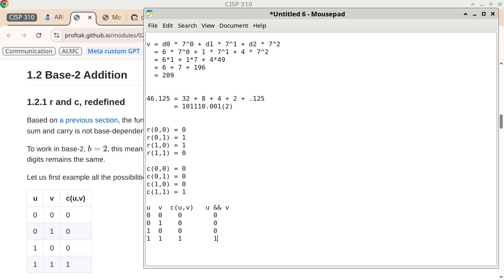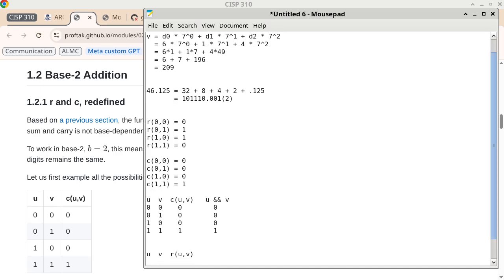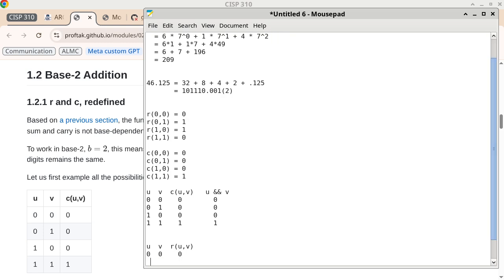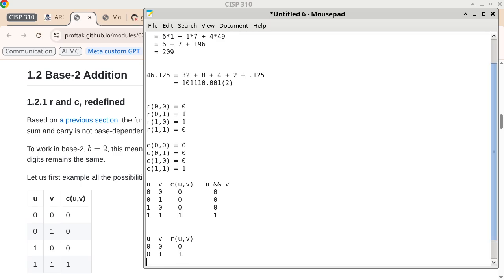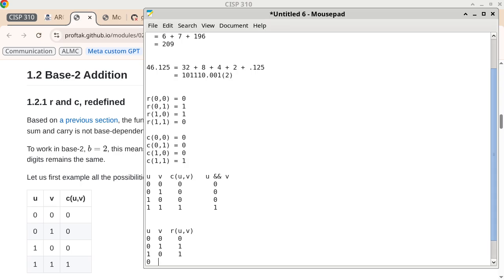All right. So now that we are done with this one, let's work out the other one. Okay, so we've got U and V. This time we have R of UV, and we don't know what the other side is going to look like, but we are going to spell out the table first. That's a 0. Oops, that is a 1. That is a 1. And that is a 0.